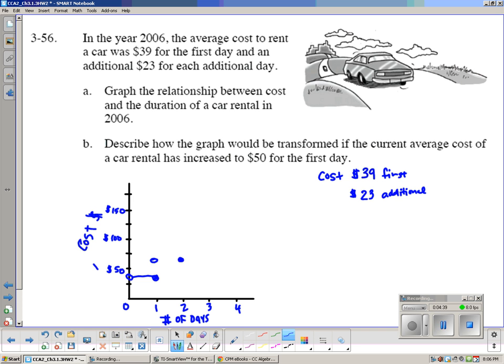So I'm going to have a closed circle here, and we're going to pay that same rate all the way for that whole day. And this pattern is going to continue on there. We're going to rent it another day. We're going to take a third day on the car here. We're going to have to pay another $23. So we're going to go from our $62 all the way up to $85 here.